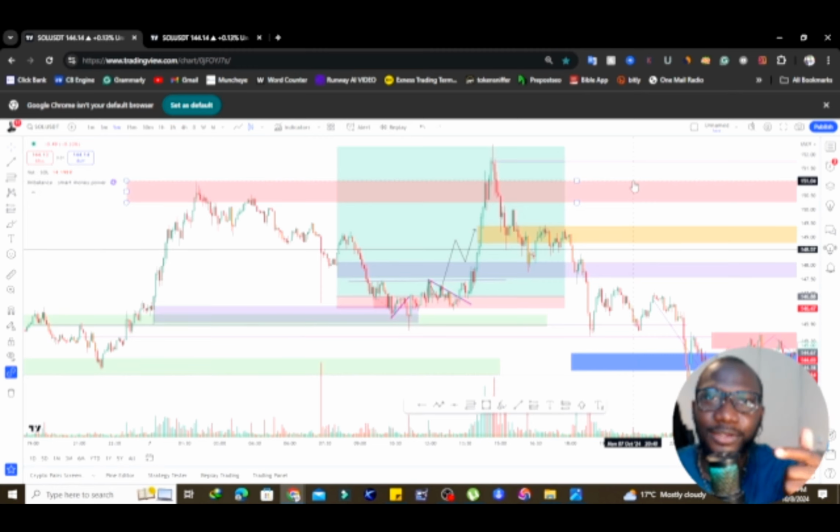Then you enter your trade in that pullback, you take a profit in the first high the market created, or you increase it to the higher high. That is how we trade market structure.